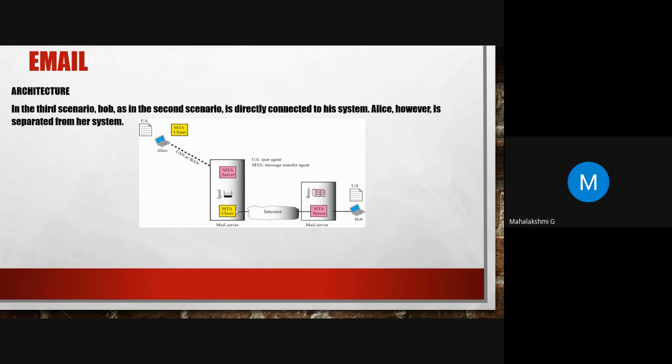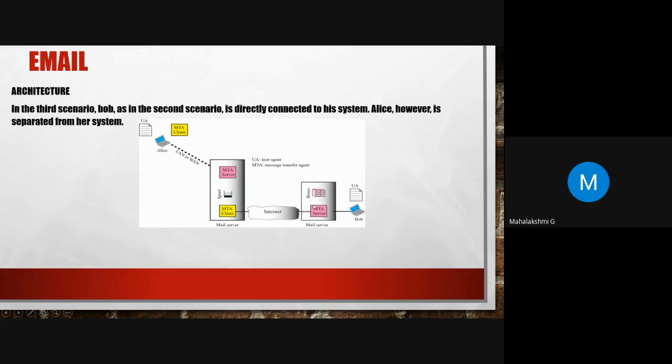The system at Ali's side, after queuing the message, then uses the MTA client to send the message to the system at Bob's side. The system receiving the messages stores them in Bob's mailbox. As usual, at his convenience, Bob uses his user agent to retrieve the message and read it.